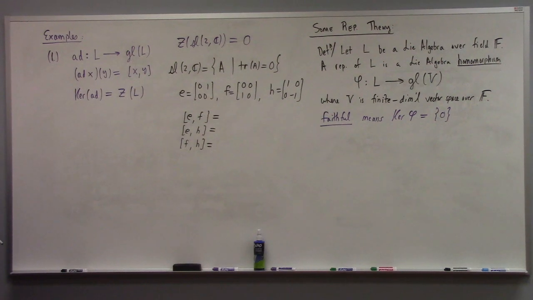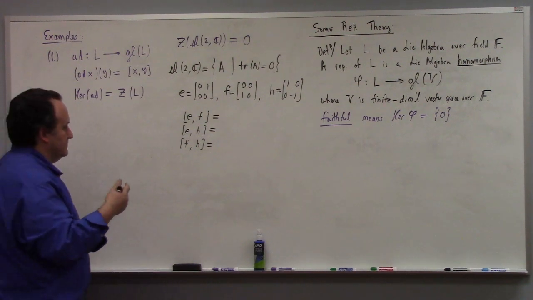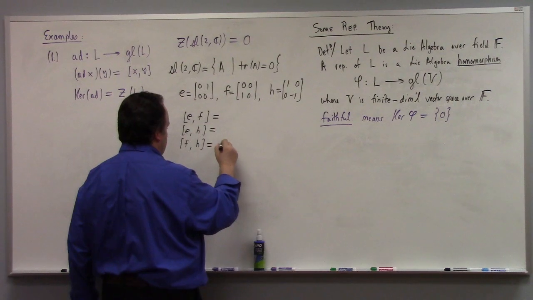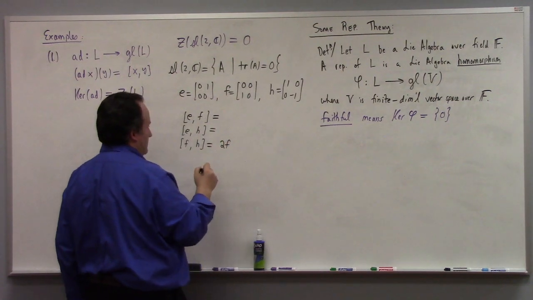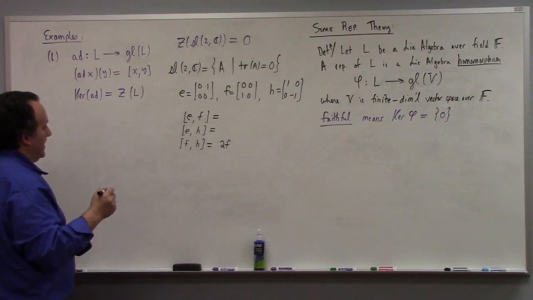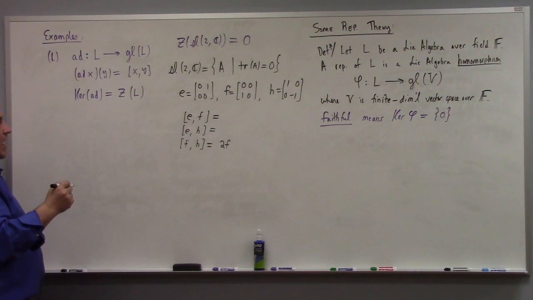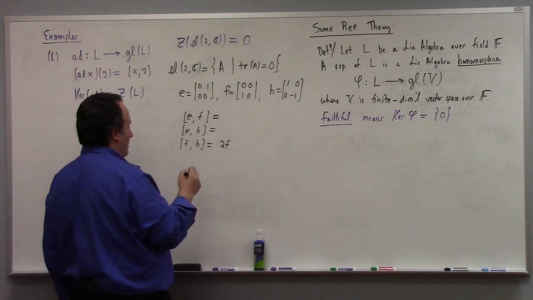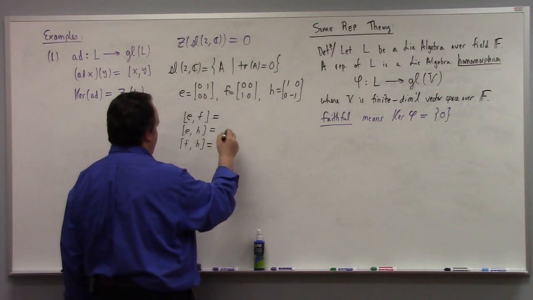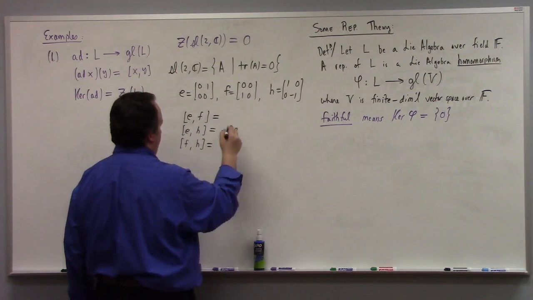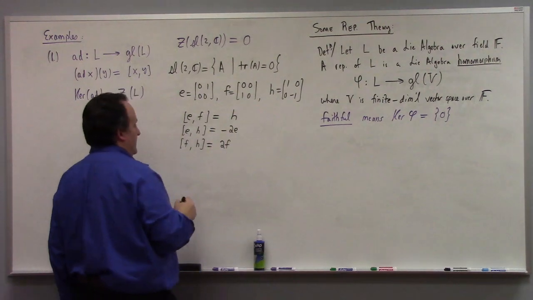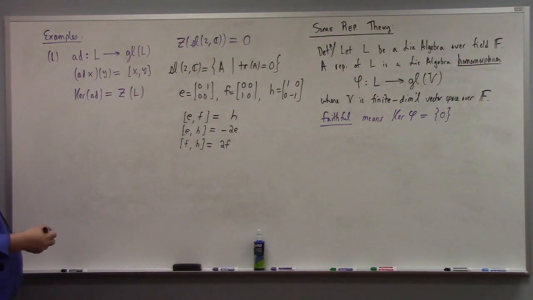This is actually an important example. We can learn very, very much from studying SL2C. FH is 2F. HF is minus FH, which is minus 2F. HE is equal to 2E, and EF is equal to H. So I put a minus because I got EH. Yeah, because they're anti-commutative. I think that's enough. I can get everything from those.